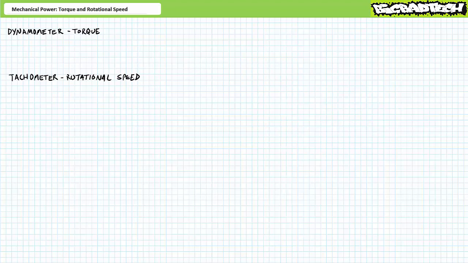Since no one on earth can spell these words, let alone pronounce them, most people refer to them as dynos or tachs. Even if you don't walk away from this lecture fully understanding torque, speed, and mechanical power, you'll walk away sounding like you do if you use these cool slang terms. Dynos measure torque, and tachometers measure rotational speed.